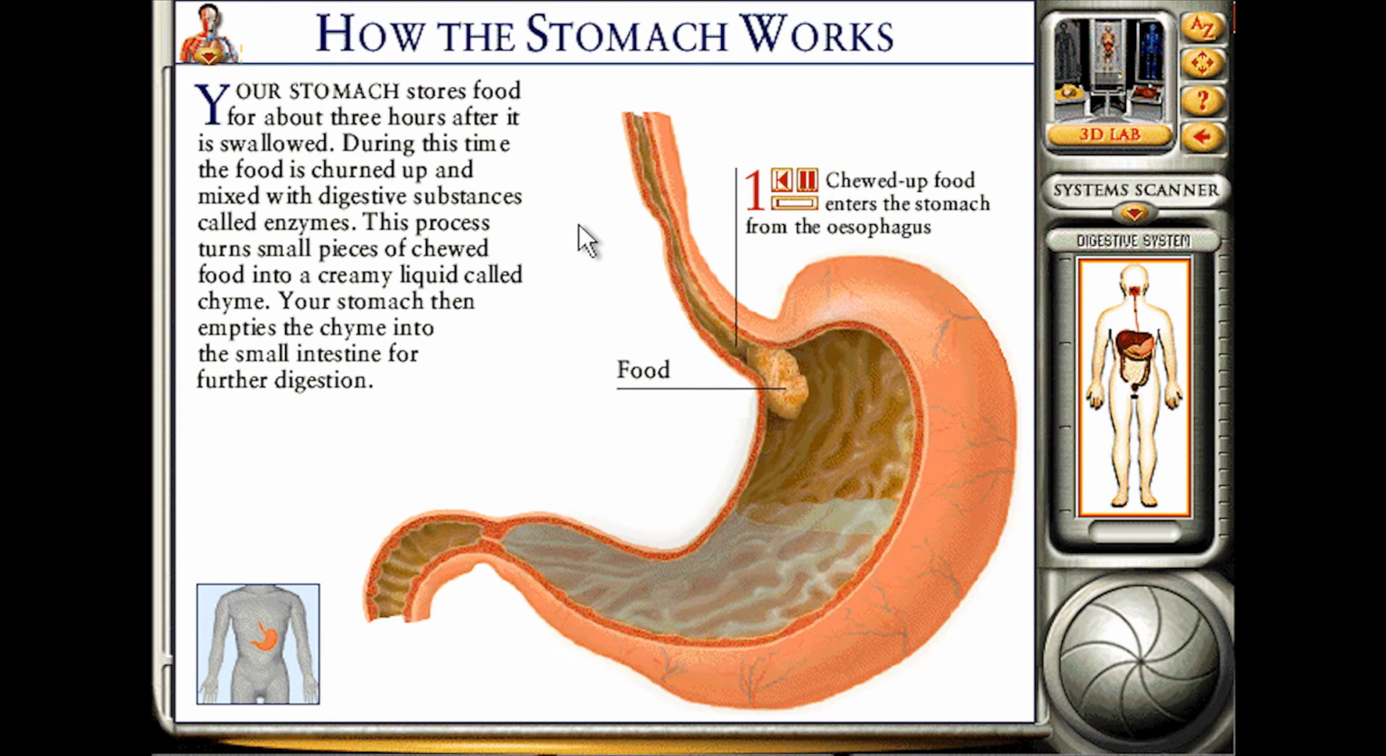Food travels from your throat to your stomach in about 6 seconds. Liquids take around 1 or 2 seconds. Once inside the stomach, the food is soaked with juices that are produced by glands in the stomach wall.